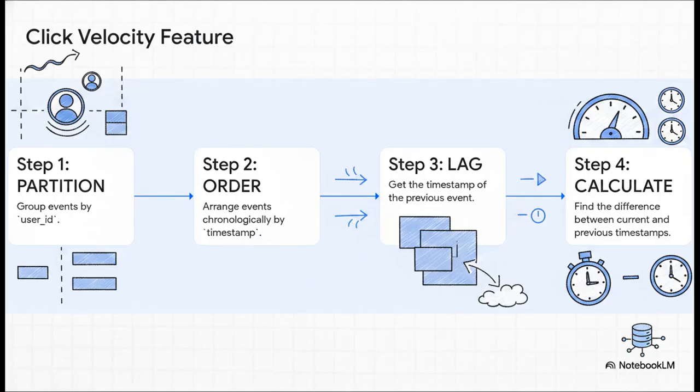And here's a perfect practical example of lag in action. Let's say we want to create a click velocity feature that shows how fast a user is interacting. First, you partition your data by user, so you're only looking at one user's events at a time. Then, you order their events chronologically. And now you can use lag to grab the timestamp from their previous action and just subtract it from the current one. And just like that, you've engineered a really powerful behavioral feature.